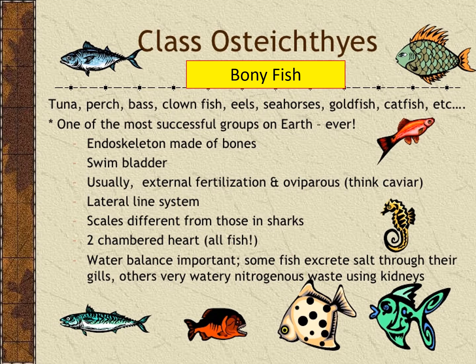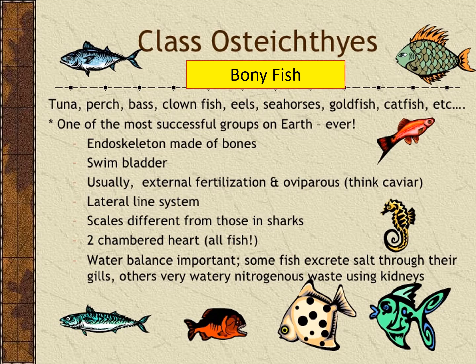Most all the fish are bilateral symmetry. Their scales are different from those that are in sharks, so just remember that. They have a two-chambered heart, and this osteichthyes does not include sharks. Okay, so don't we always say, oh, a shark is a fish. Just wait on that one.